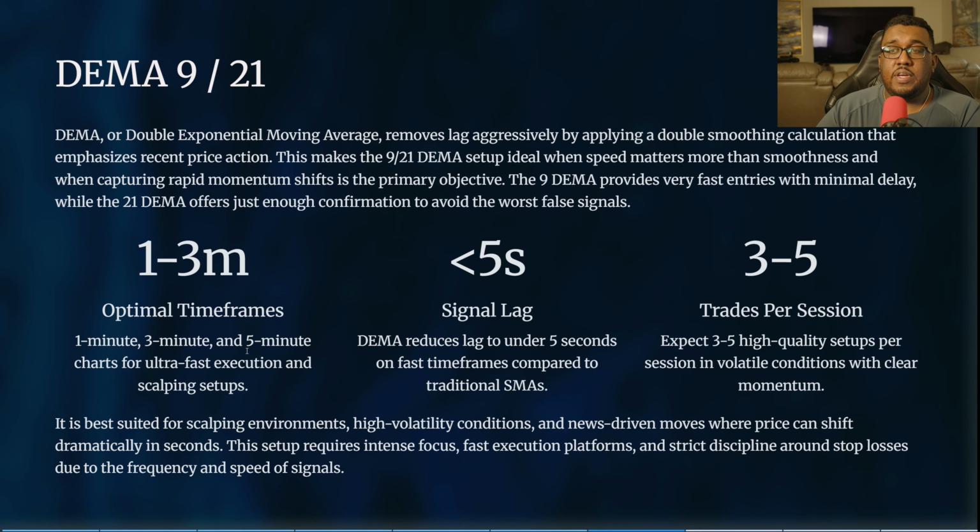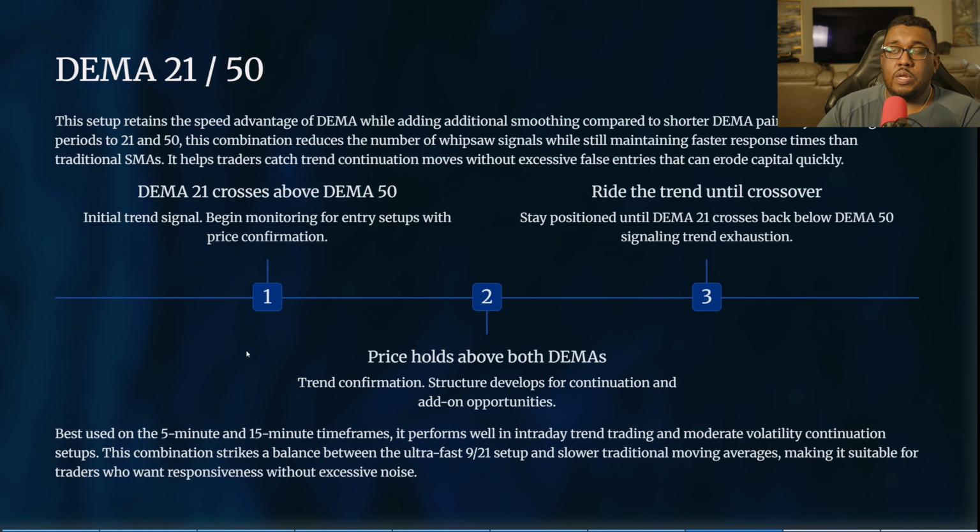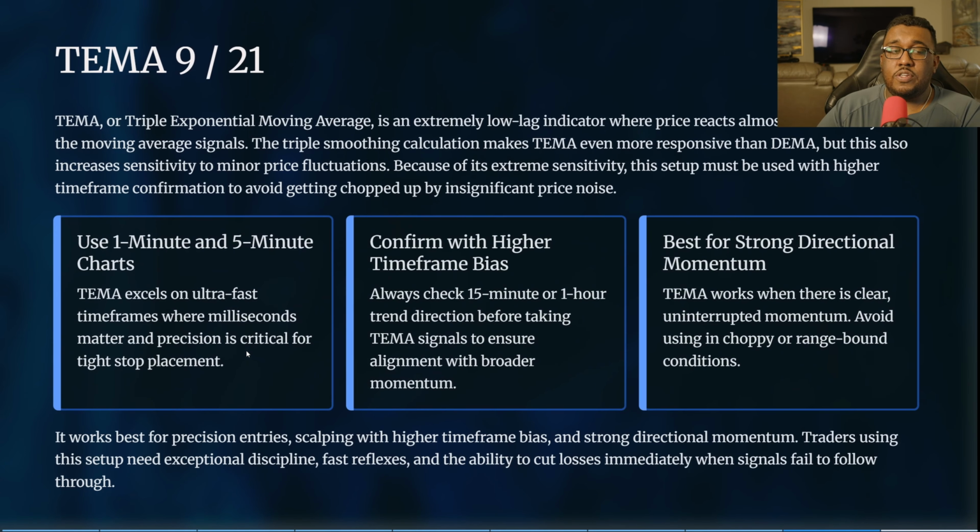After that, we have the double exponential moving averages, the 9 and the 21. Different signal lag, optimal time frames, 1 to 3 minutes. Very, very small day trades right there. And then you have the DEMA 21 to 50 here, looking pretty good. TEMA's 9 and 21. Also something to keep in mind here, this is for day traders, but it can really work out very, very well.